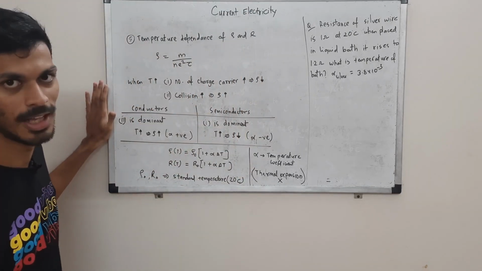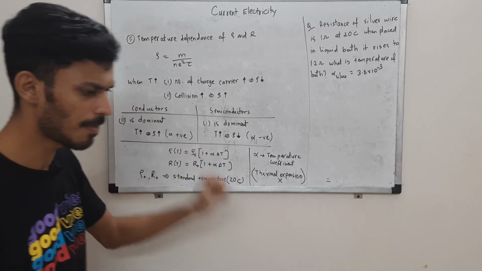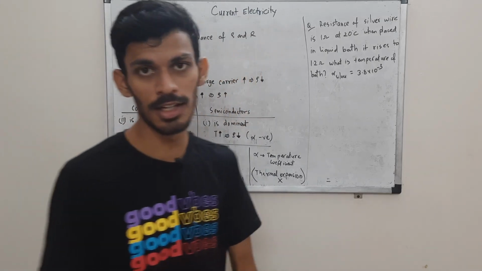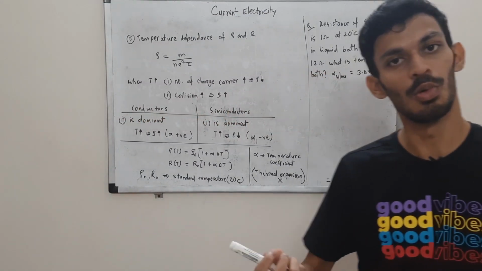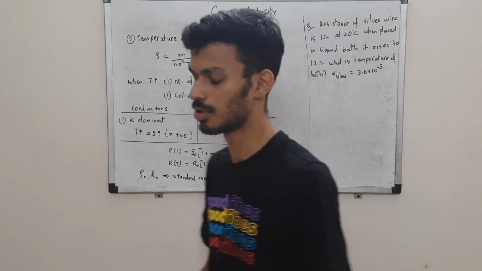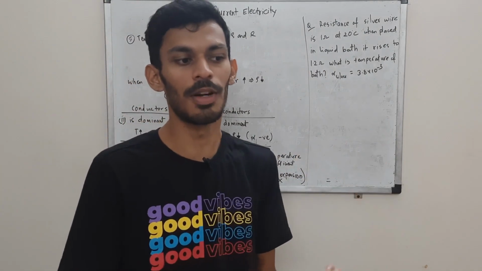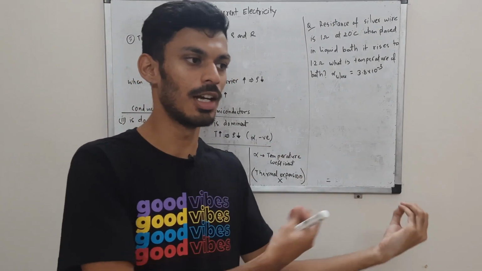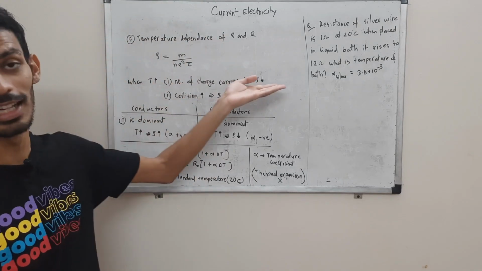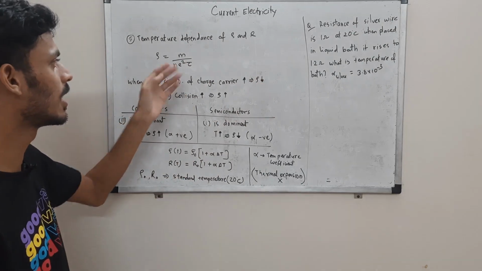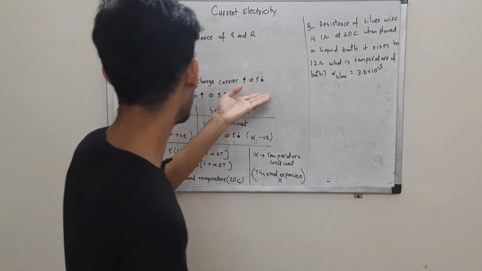So what happens when you increase the temperature? Two things happen. First of all, the number of charge carriers will increase. More electrons will have the energy to go to the conduction band. So more electrons will be available for conduction. That will decrease the resistivity, right? n will increase, the number of charge carriers increases, and that will decrease the resistivity.